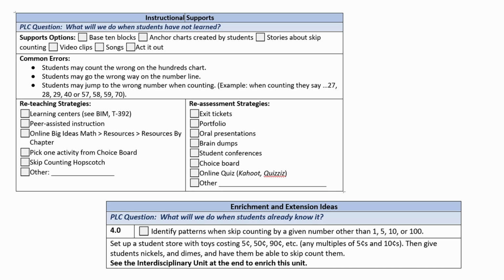Okay, this is the section that shows, just on the unit plan, answers that question, what will we do when students have not learned? So going through and intentionally, here's some support options. I really love doing the common errors on unit plans when I work with other teachers. Math and science are the 2 areas I found the most helpful.